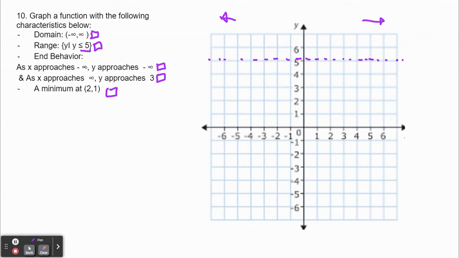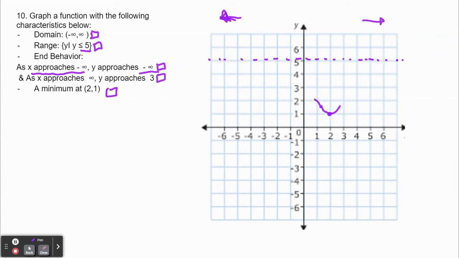The end behavior, actually, let's talk about this minimum first at (2, 1). So I know I'm going to have a minimum here, so I know that it's going to go something like that. Now, as x approaches negative infinity, so as we go to the left, y is approaching negative infinity.